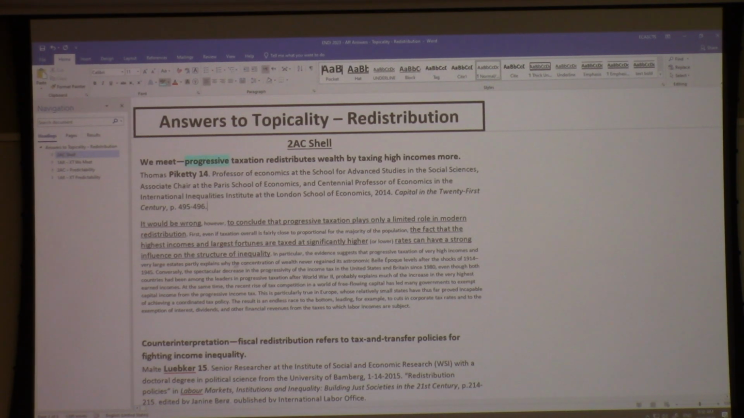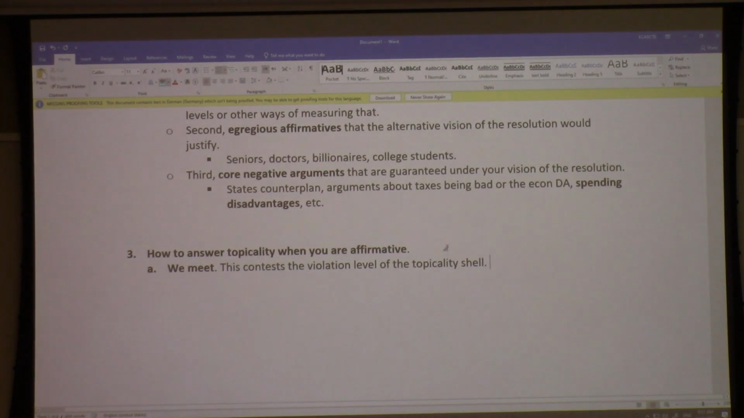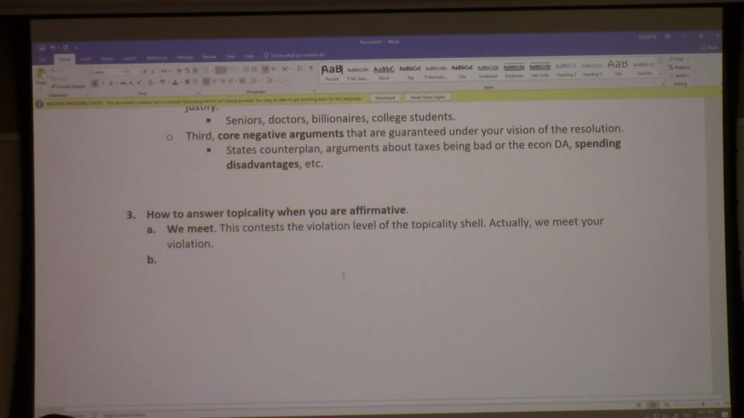So progressive taxation plays a role in wealth redistribution. The highest incomes are taxed at significantly higher rates and have shown an influence on structural inequality. Yada, yada, yada. Okay. So the first part of responding to topicality on the affirmative is a we meet that contests the violation level of the topicality shell: actually, we meet your violation. Okay, the second part of every affirmative answer to topicality is a counter interpretation.